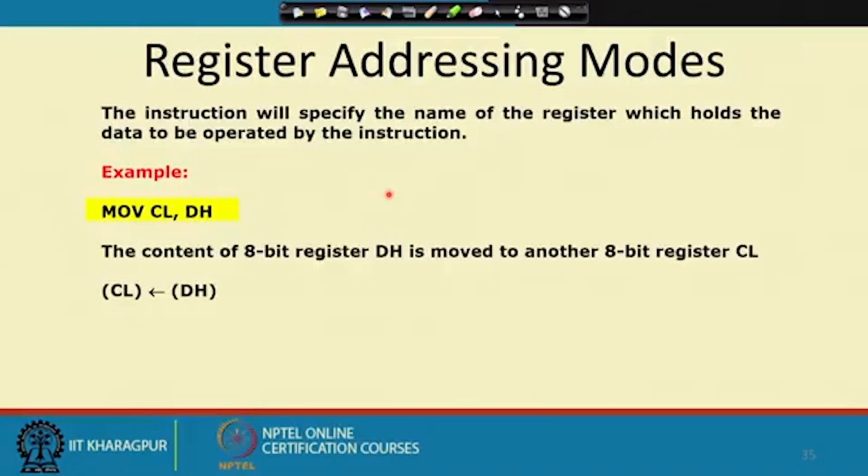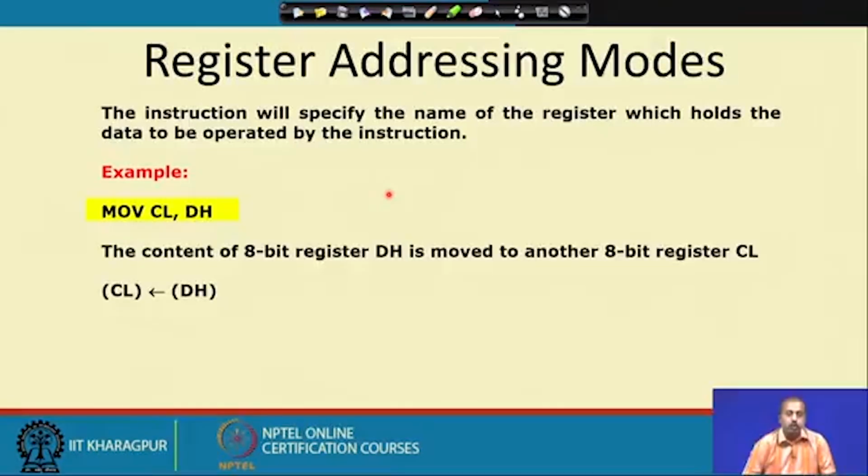The simplest of all these addressing modes is the register addressing mode. Here the operands are registers. Most of the operations in 8086 are 2 operand instructions, where apart from the opcode we will have 2 operands through which the operation will take place. The instruction will specify the name of the register which holds the data to be operated on by the instruction, like say MOV CL, DH.